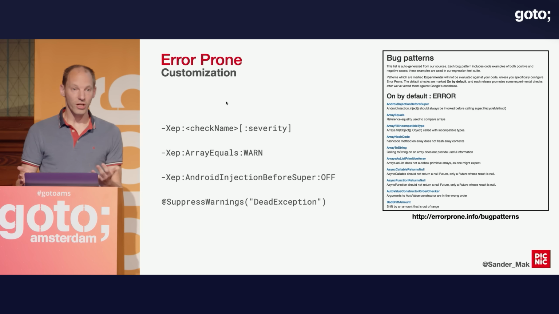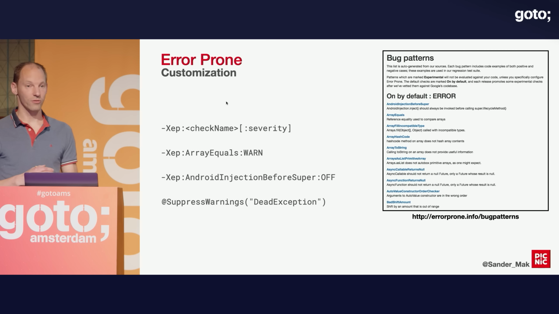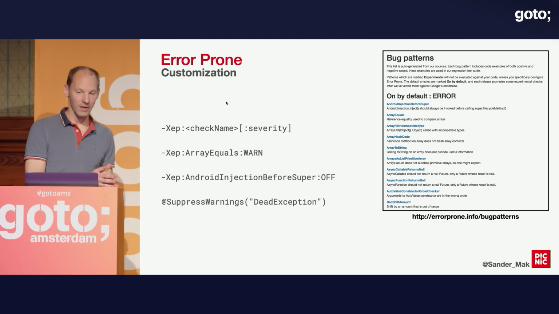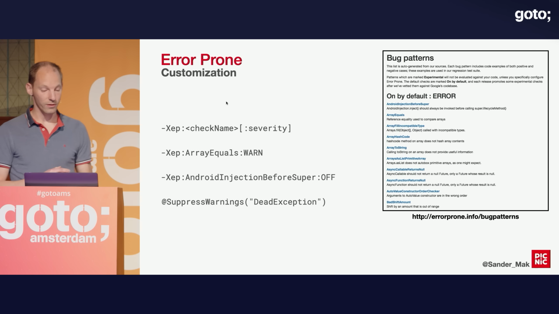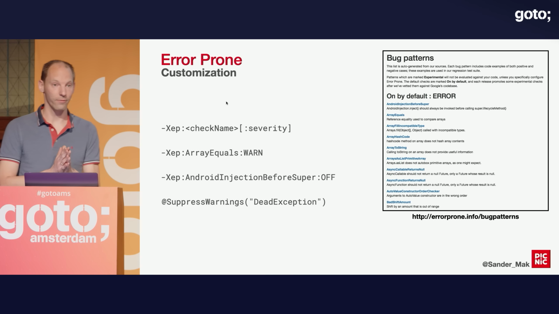And you might also disagree maybe with some of the assessments of these checks, right? So some things that ErrorProne thinks are errors, you might say, okay, maybe it's just a warning. And then you can override it using the -Xep flag and give the check name. Then after the colon, also configure the severity that you want to attach to it. Or you can turn it off if you say OFF after the colon, as you can see with the AndroidInjectionBeforeSuper flag here.